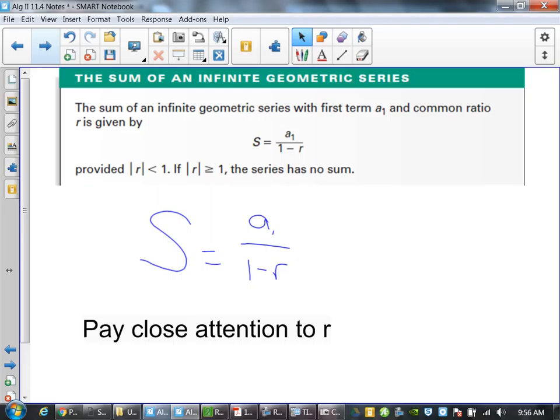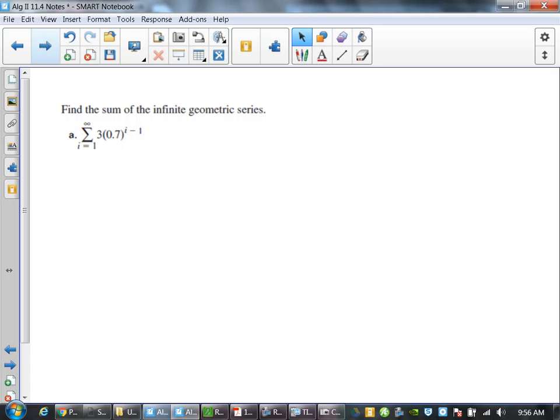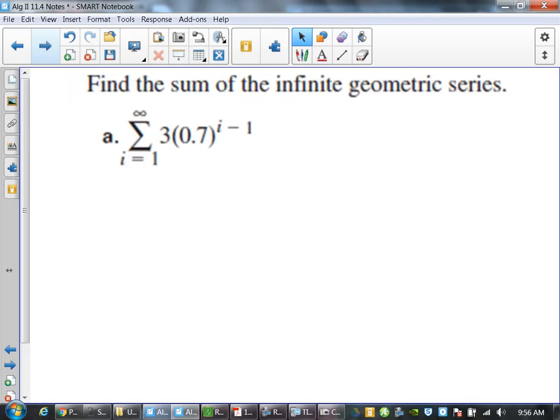Okay? I'll show you how it works. So when you're working with one of these, if you had something written out in summation notation, this is your summation notation. This just means that this is your first term and this is your rate. Will this have a sum? Yeah. Why will it have a sum? Yeah, because your rate has an absolute value that's less than 1. So this one will have a sum.